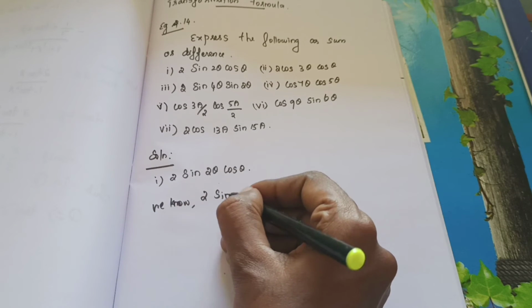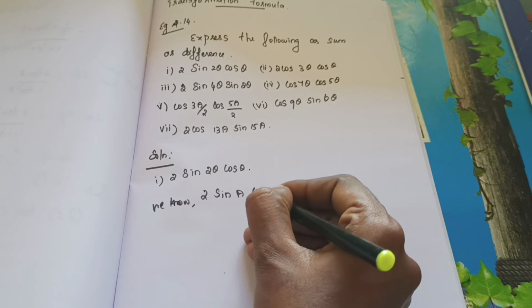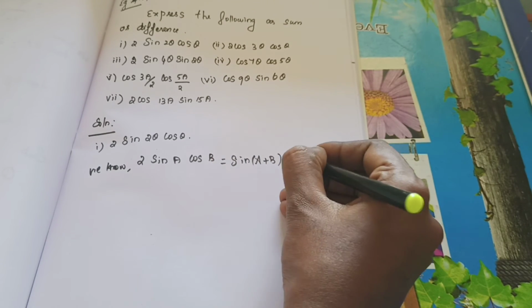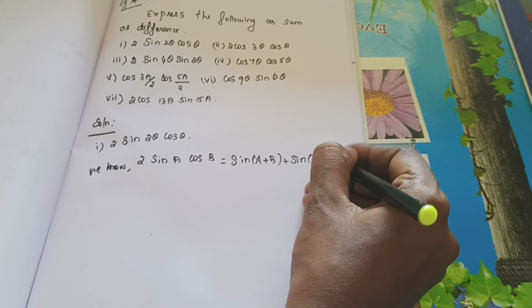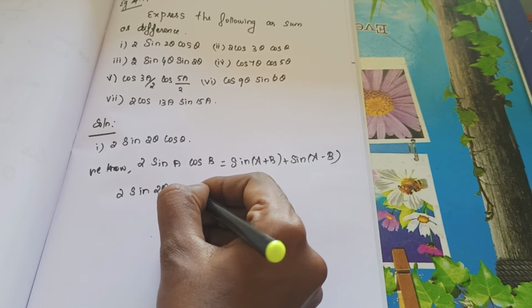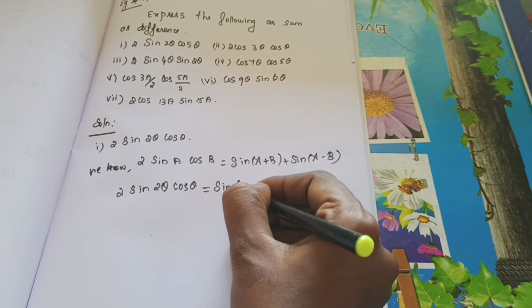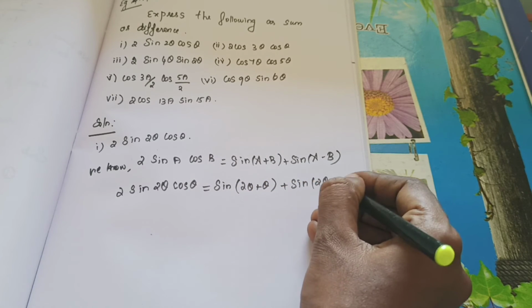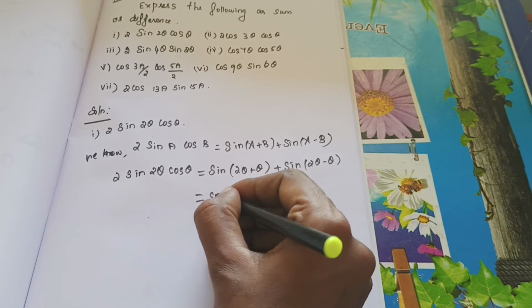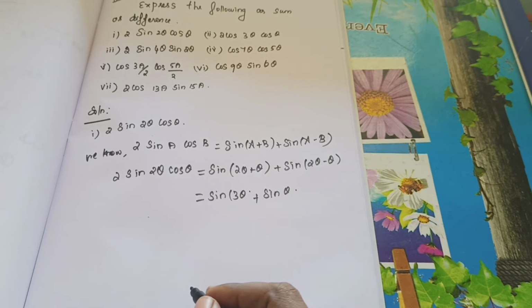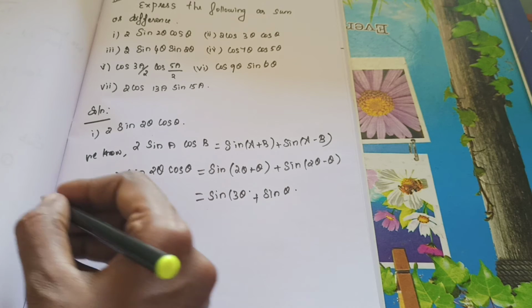Learn it. 2 sin A cos B. It is in the form of 2 sin A cos B. What's the formula? Sin(A plus B) plus sin(A minus B). You just substitute in the formula, that's all. So 2 sin 2 theta cos theta equals sin(2 theta plus theta) plus sin(2 theta minus theta), that's equal to sin 3 theta plus sin theta. This is the answer. Understand? Okay, very easy. But you need to learn the formula.